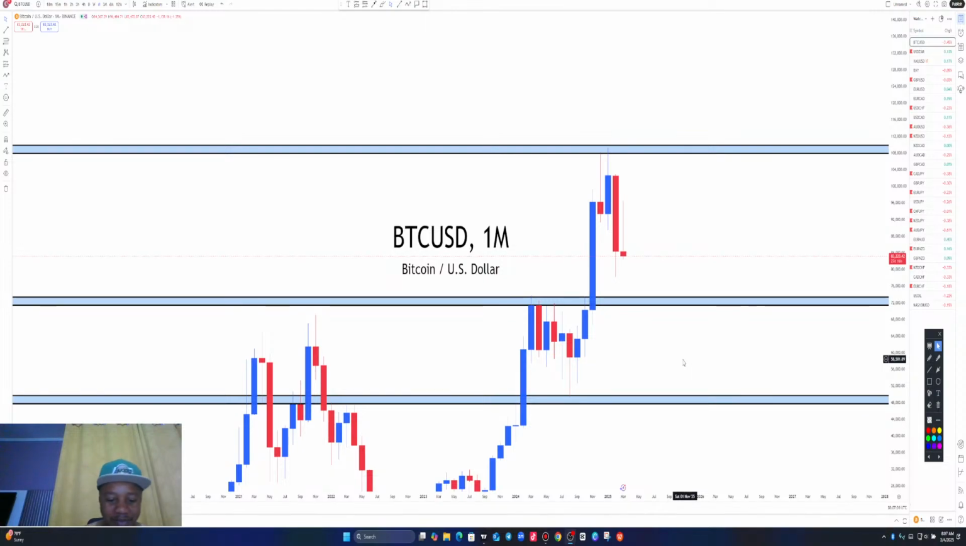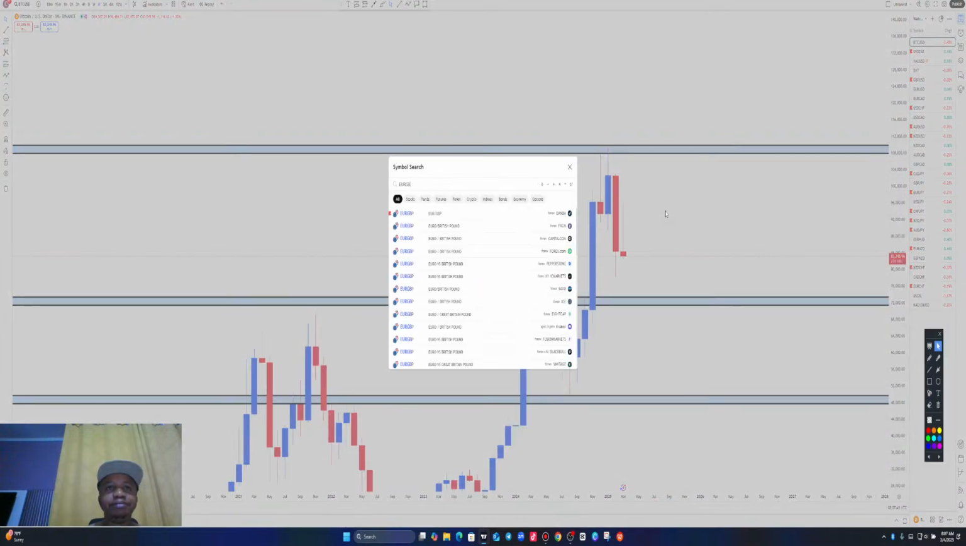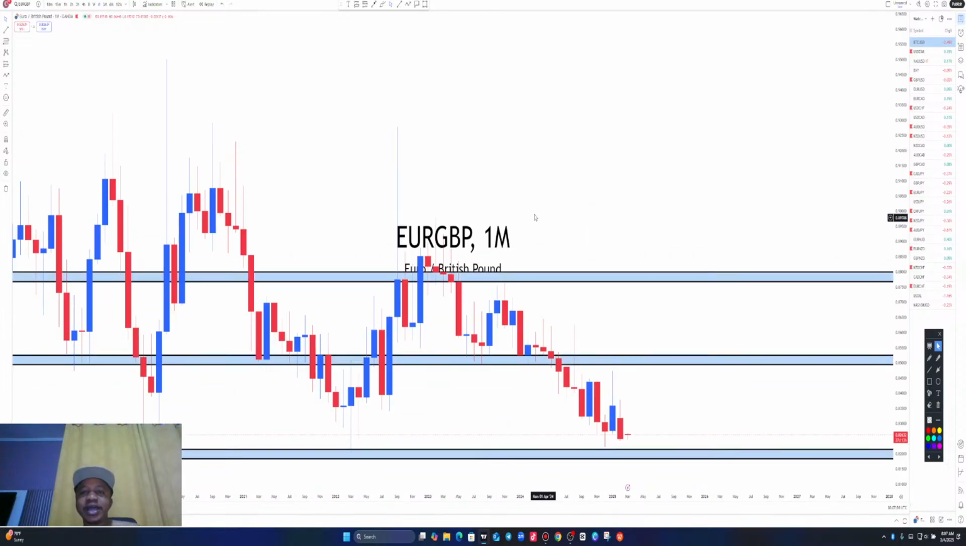All right, so let's start off with the first pair on the list. I'm seeing Order Celestine. Order Celestine is seeing Euro GBP. So let's switch very quickly to Euro GBP and then begin with the analysis. Euro GBP is up next by Order Celestine. So that's our first pair for the day.